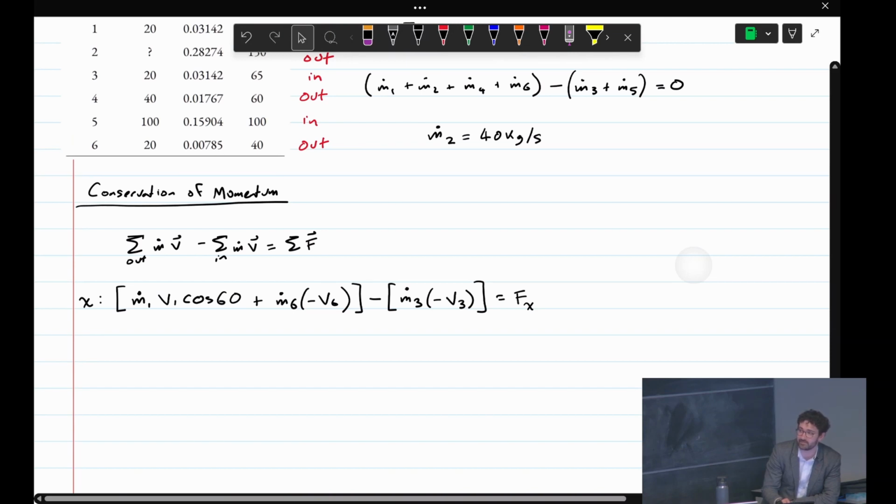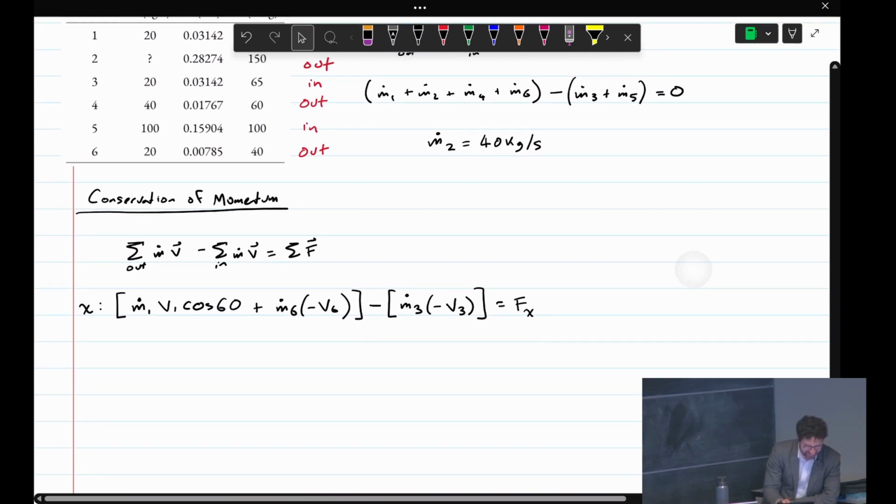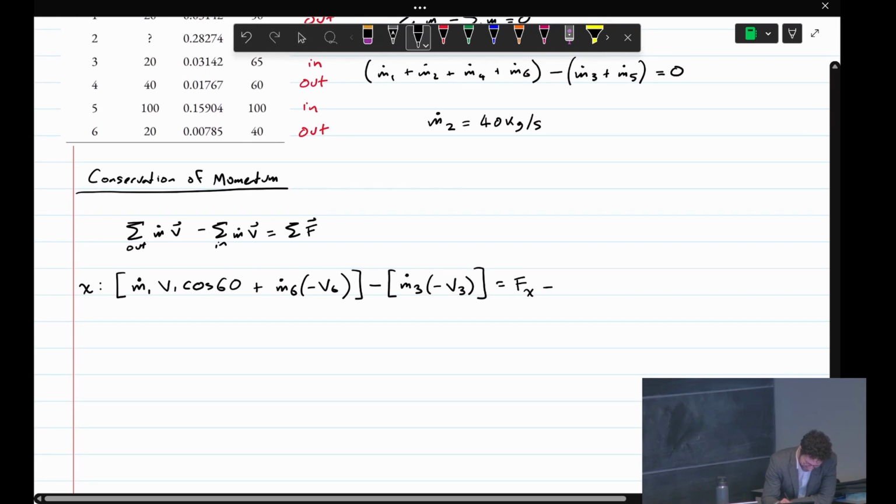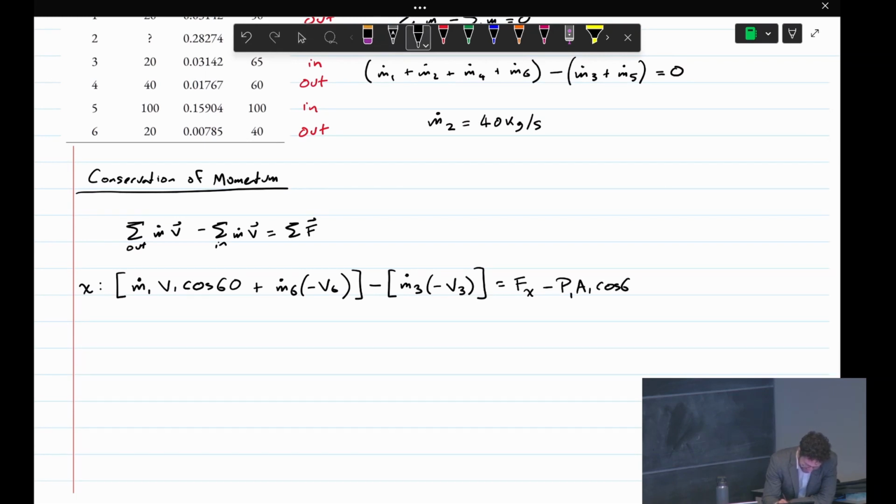Sorry, did I say positive? Yeah, I meant negative. Negative x component. So negative P1A1 cos 60.